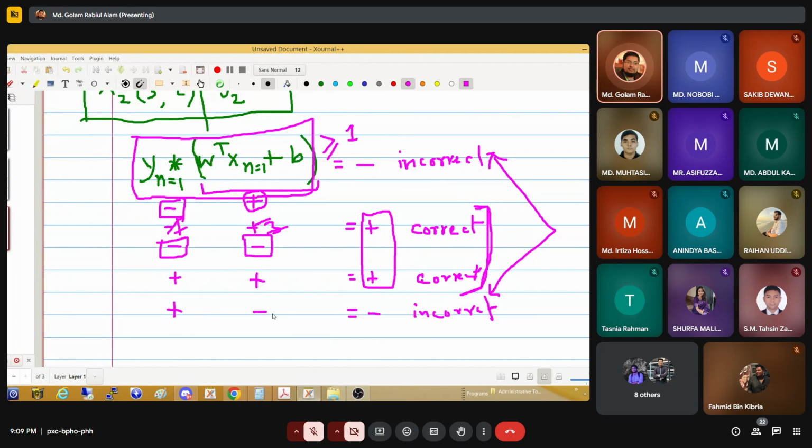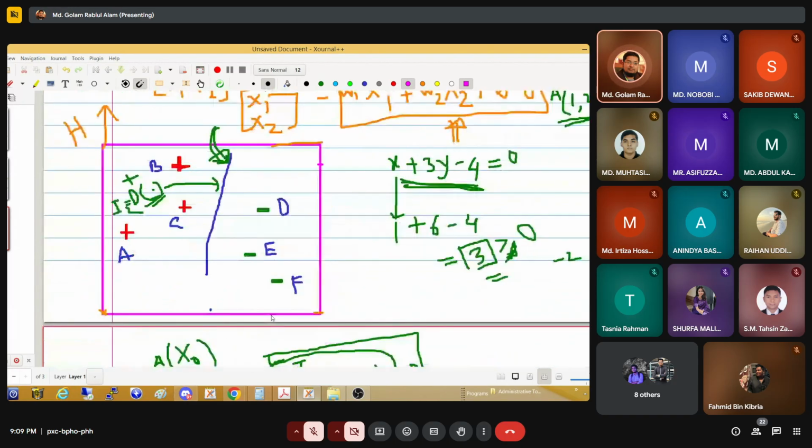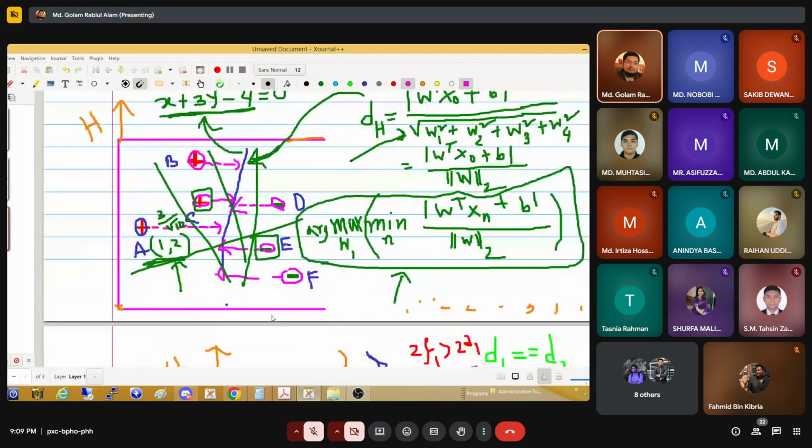So now we want to update our equation. So previously we have this one as our objective function. Now we want to update the equation a bit. How can we update this?